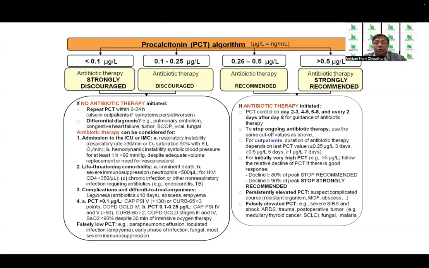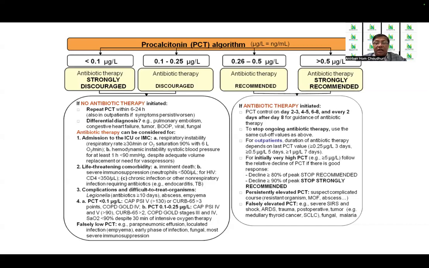To stop the ongoing antibiotic therapy, we have to use the same cutoff values as before. And for initially very high PCT, like if it is more than 5 or so, follow the relative decline. If there is a good response, like a decline of more than 80% of the peak, it is recommended to stop antibiotics. If it declines more than 90% of the peak, then stopping is strongly recommended.